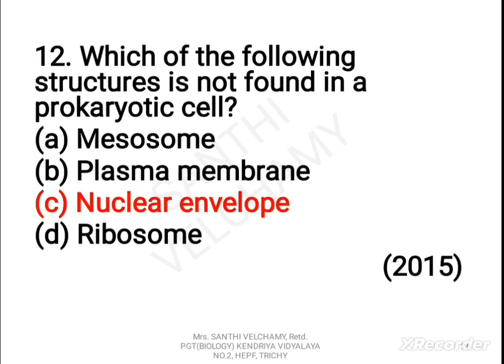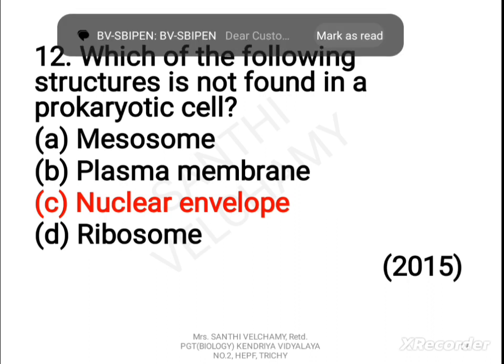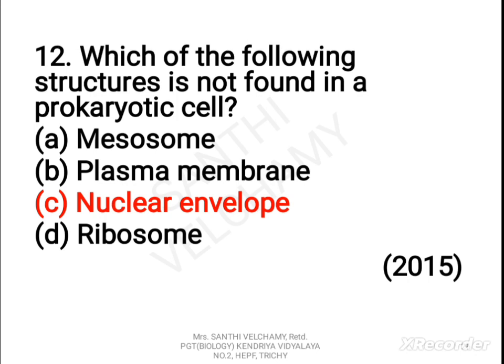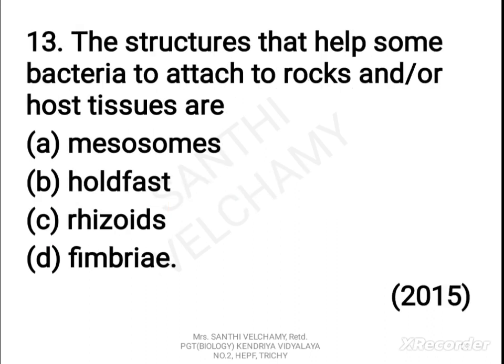Nuclear envelope. A prokaryotic cell is characterized by the absence of an organized nucleus and membrane-bound cell organelles. Here DNA is naked, that is without a nuclear envelope, and lies in the cytoplasm. The place where the chromosome lies, you call that as nucleoid. Mesosomes, plasma membranes, and 70S ribosomes are present in a prokaryotic cell. So C is the correct answer. Now let us go to the next one.